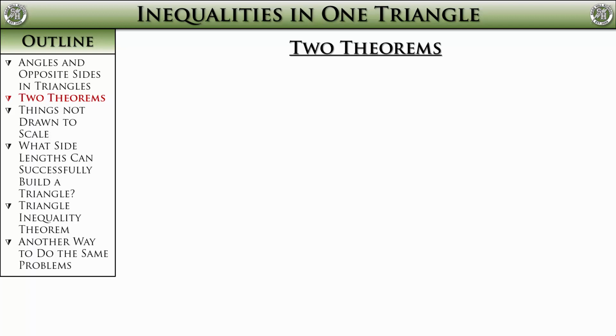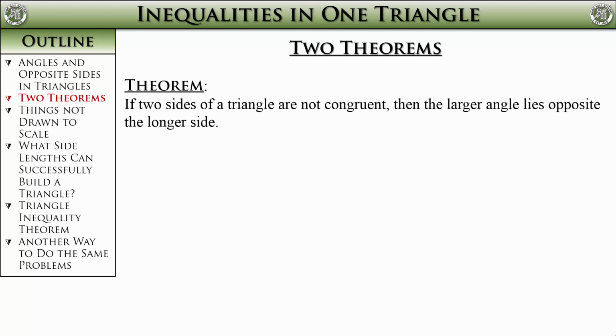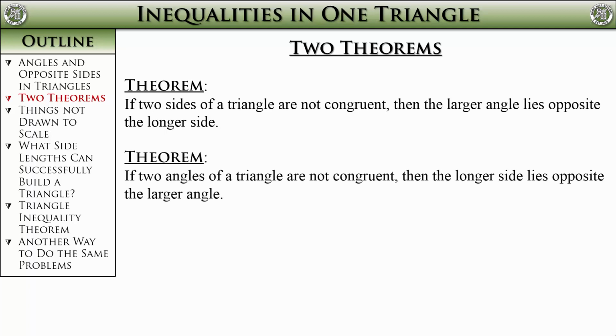The first one fits exactly what I just did. If two sides of a triangle are not congruent, then the larger angle lies opposite the larger side. This is a generic theorem. It won't be used in a proof or anything. You just need to get the idea down that larger angles have larger opposite sides. The second theorem tackles it from another direction. If two angles of a triangle are not congruent, then the longer side is opposite the larger angle. So it works that way too. Larger angles have opposite larger sides. Larger sides have opposite larger angles.